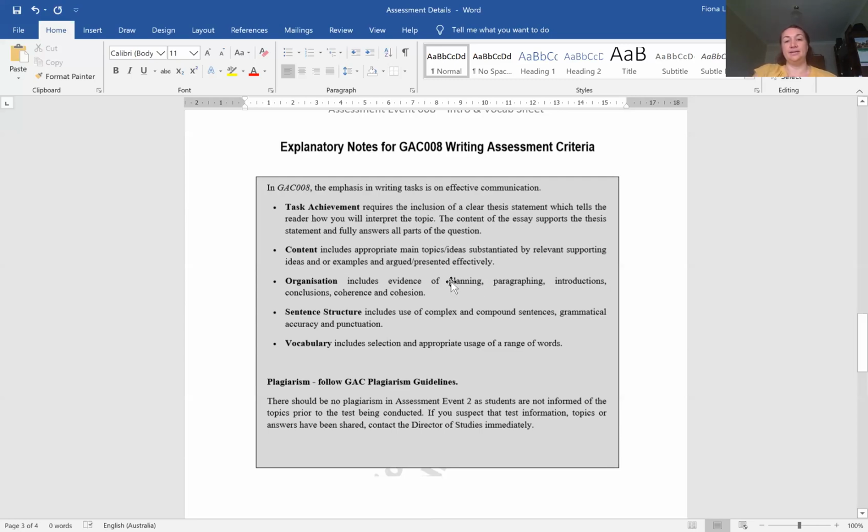Organisation. You can see here, it includes evidence of planning. If I see that planning, that's going to be good. It's going to be a positive for you because I can see that you've worked out what kind of structure you need for this. Then sentence structure, complex, compound sentences, grammar, accuracy, and punctuation. And vocab selection, so include selection and appropriate use of a range of words, okay? And down here you can see plagiarism. Let's not do that. No copying, no plagiarism, no using word for word from the information that you're provided. I need to see that you've got the summarising and paraphrasing skills that we did in semester 1, okay?